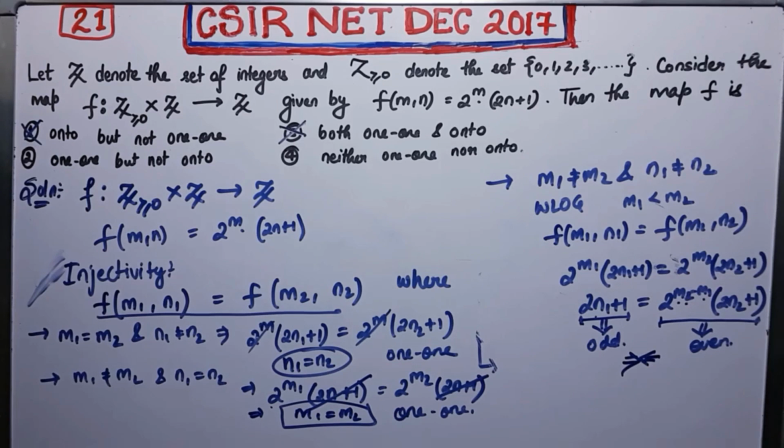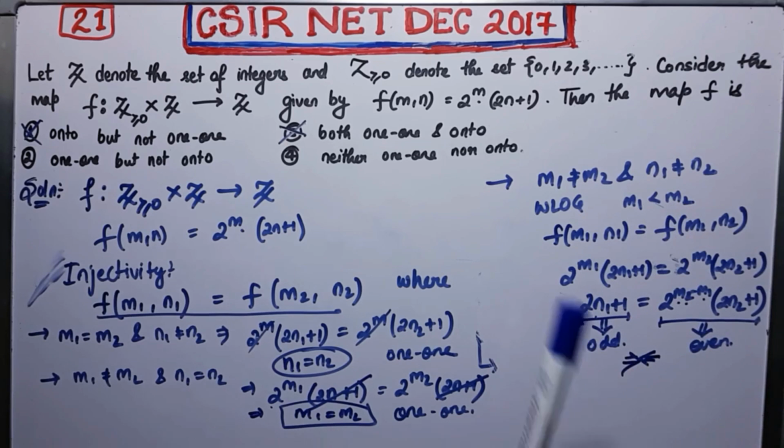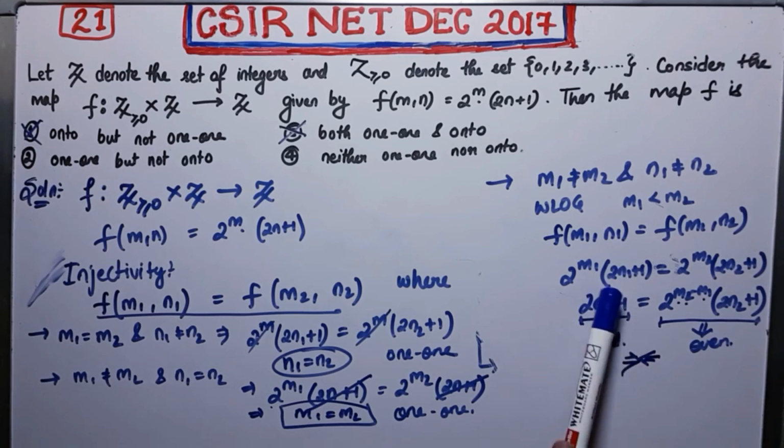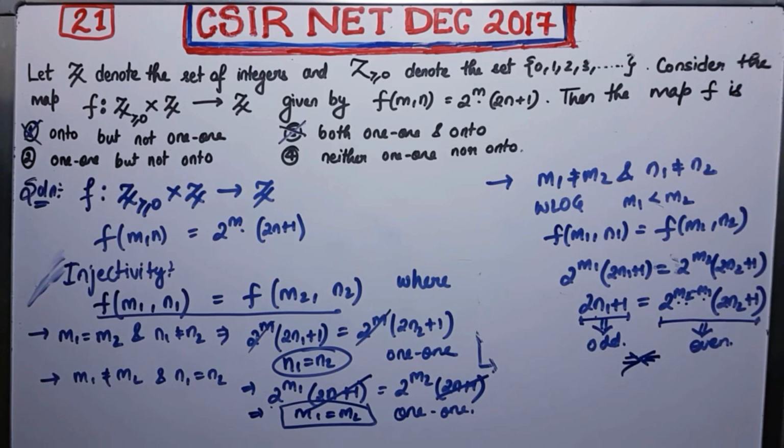Okay, so I will repeat it again. What I have done is, because they are unequal, I have taken without loss of generality that m1 is less than m2. Now use the condition for injectivity. So I have written down the condition. Now using this I am getting this thing. Now since m2 is bigger, I can divide by 2 to the power m1. So I have done that. Now since m2 is not equal to m1, this number is a multiple of 2. This number being a multiple of 2 is even, but for any n1 this number is odd. So you are getting a contradiction there.